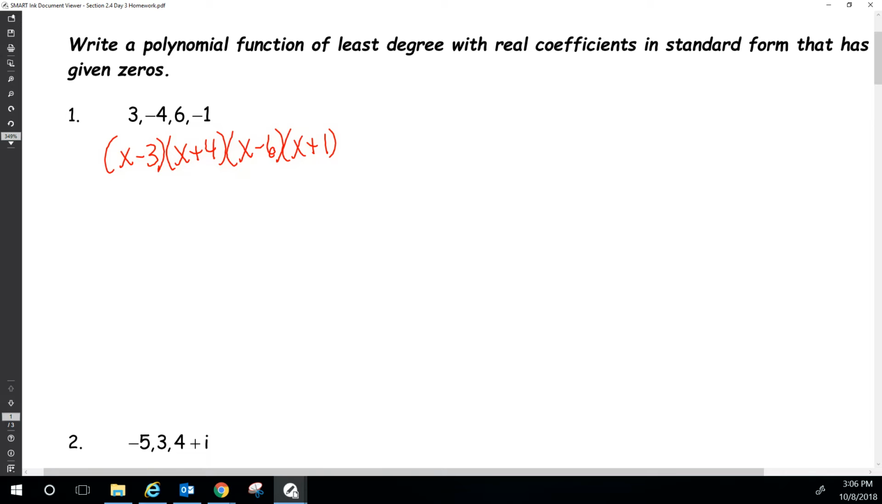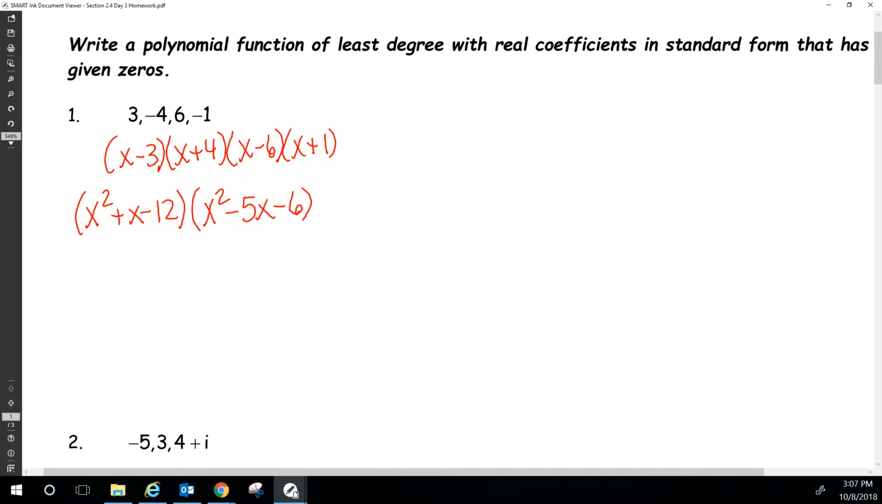So I'm going to do them in 2. I'm going to start with these 2 and multiply them together. X times x would be x squared. X times 4 is 4x. And then minus 3x. 4 minus 3 would be positive x. Negative 3 times 4 is negative 12. And I'm going to do the same thing to these 2 binomials. So x times x again is x squared. And then I've got 1x minus 6x, that's minus 5x. Negative 6 times 1 would be minus 6.